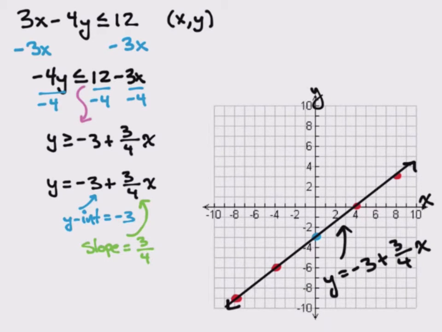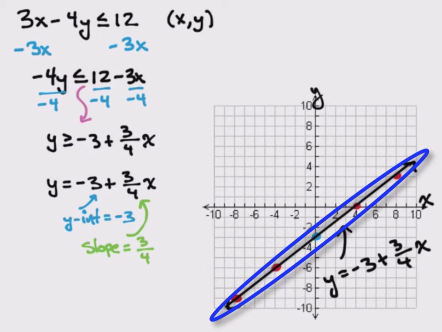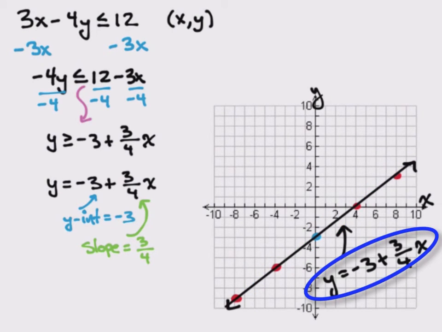Alright, so there's our boundary line, and I really strongly suggest labeling your boundary line when you draw it. Now, note that since our equation is y is greater than or equal to negative 3 plus 3/4 x, the ordered pairs on this boundary line are included in our solution set, because for each of those ordered pairs, the y value is exactly equal to negative 3 plus 3/4 x.